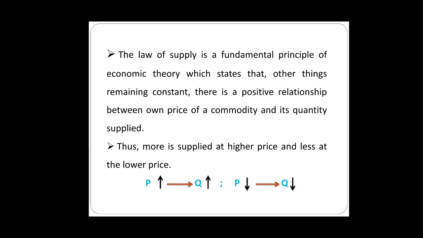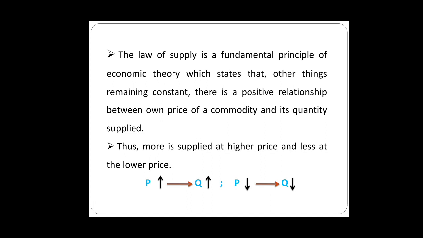It simply means that, keeping other factors constant, the quantity of any commodity that farmers will produce and offer for sale rises with a rise in price and falls with a fall in price. That is, the higher the price, the higher the quantity supplied, and the lower the price, the lower the quantity supplied. The law thus suggests that supply varies directly with the change in price.